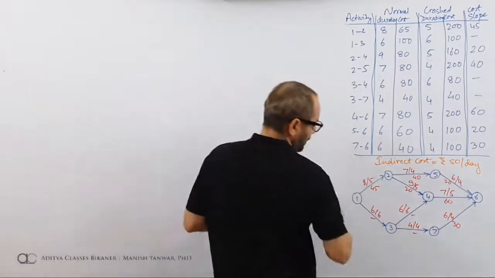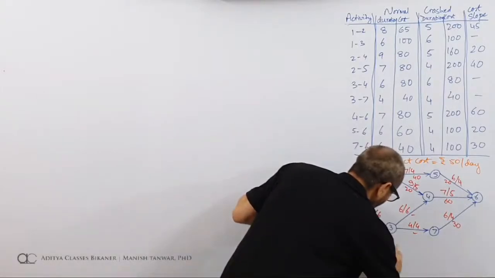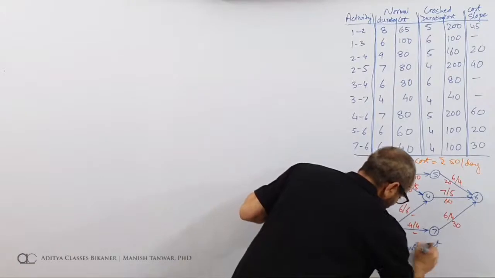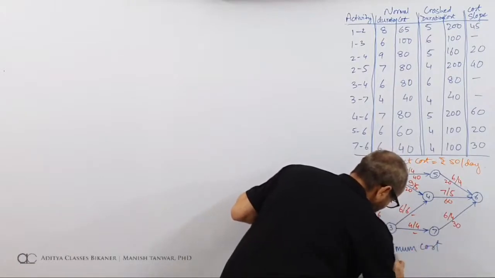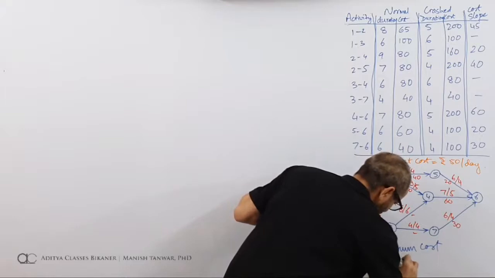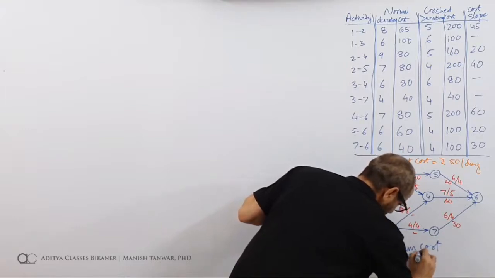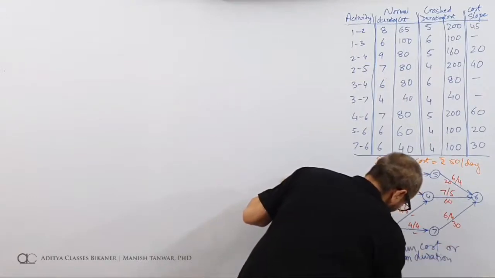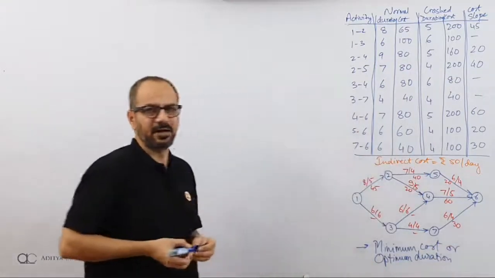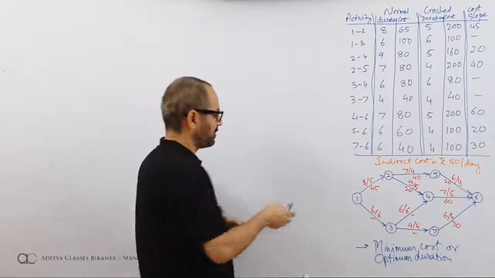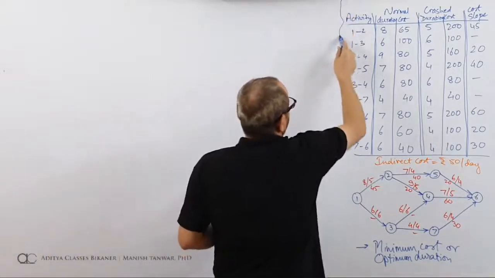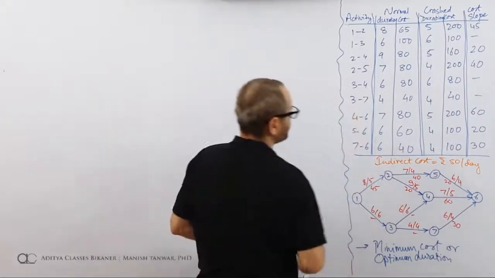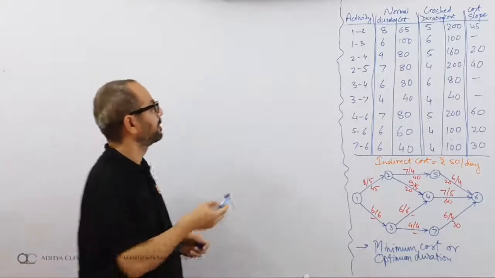Today we are learning minimum cost, or also we can call it optimum duration. This is what we'll be learning today. Either we can call it minimum cost, or we can call it optimum duration. This is our question. We'll make it double line.